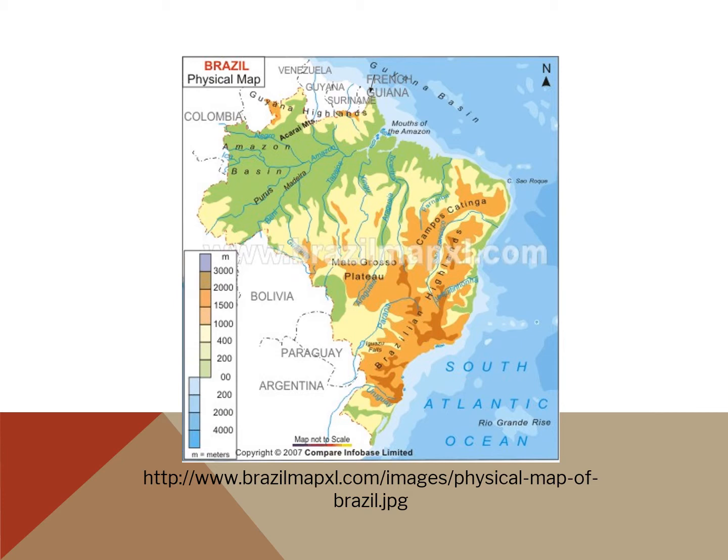So if we wanted to look at what the landscape in Brazil would be like, we know this northern part is largely closer to sea level because it's green, and we've got the Amazon River, and as we move south and southeast, we get increasingly higher, and then we go to the Brazilian highlands.